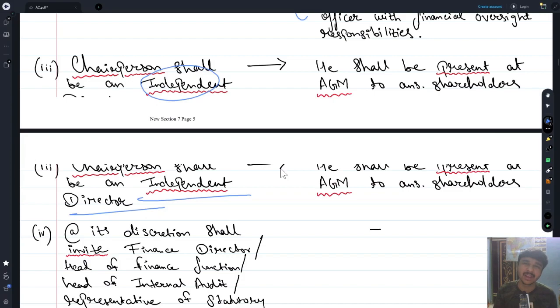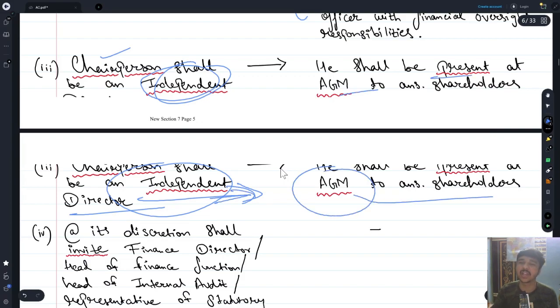Now what is he going to do? We always know who works, articles work, principal never works. Even when the principal is working, what do we feel? No, the boss is not working, only we employees are working. So the chairperson is going to be the ultimate boss. Whether he's going to work or not, we don't know. But SEBI says he needs to be present at the AGM to at least answer the shareholders.